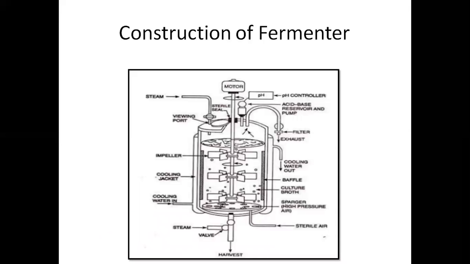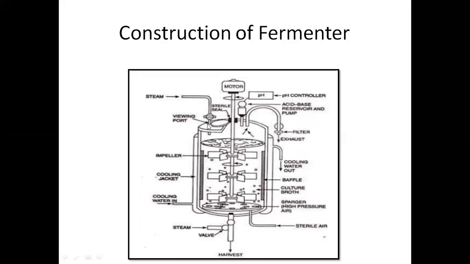So this is the diagram of a basic fermenter vessel, wherein you can see the central shaft, which is driven by a motor, and to this central shaft are attached these impellers. These rectangular blades are known as impellers, and the function of the impellers is for stirring purposes and uniformity inside the culture vessel.